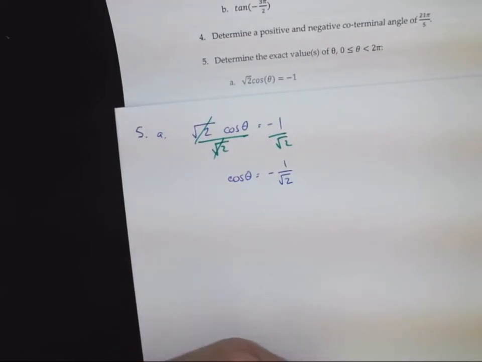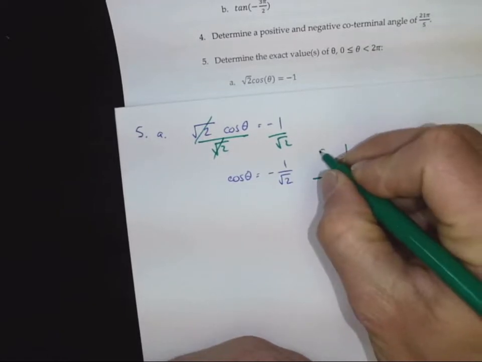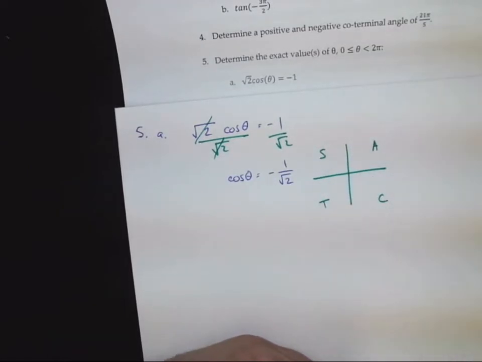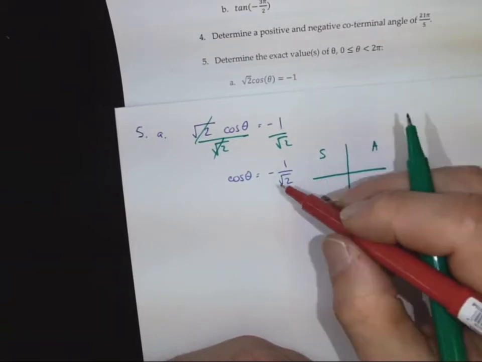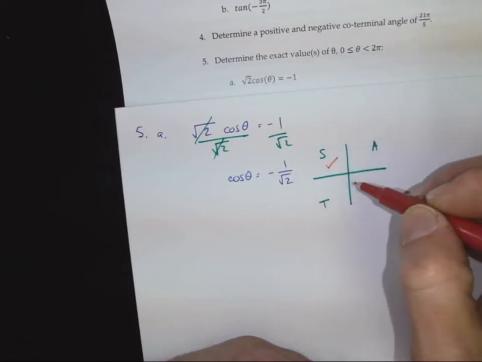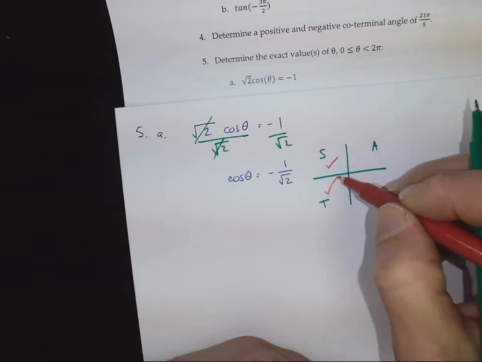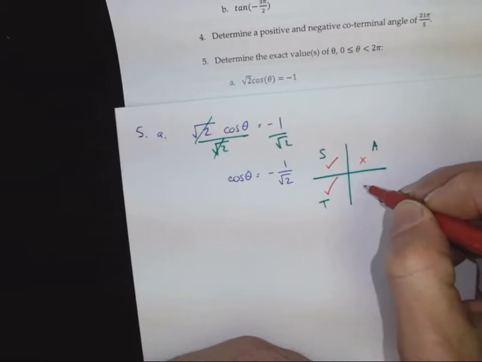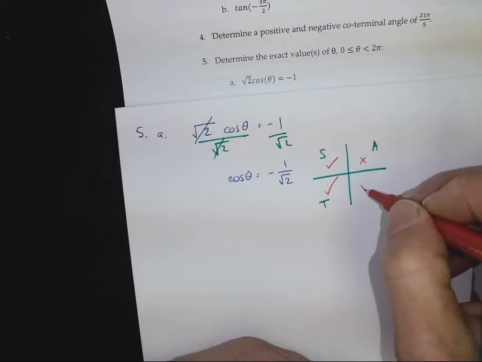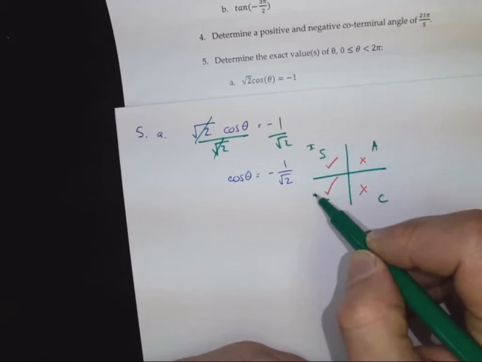All right. And we got to figure out, well, what quadrants could those be in? So we have this principle of all students take calculus, right? Where all the trig ratios are positive here, but only the sine ratios are positive here, which means a negative cosine could live here. Only tan ratios are positive in this quadrant, which means a negative cosine ratio could live in this quadrant. If they're all positive, a negative cosine ratio couldn't live here. And C stands for cosine, meaning all cosine ratios are positive in this quadrant. So that means we could be in quadrant 2 or quadrant 3.